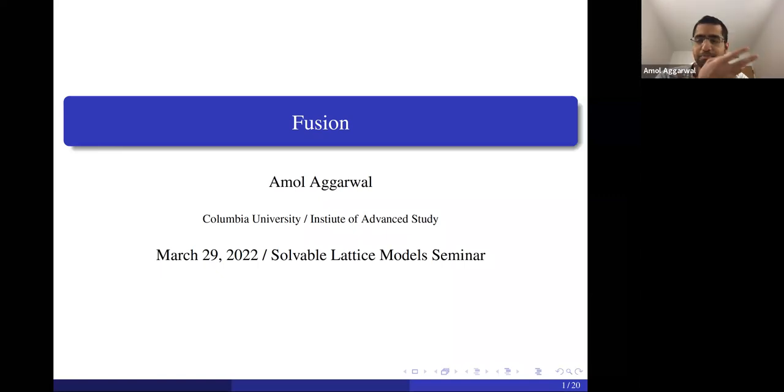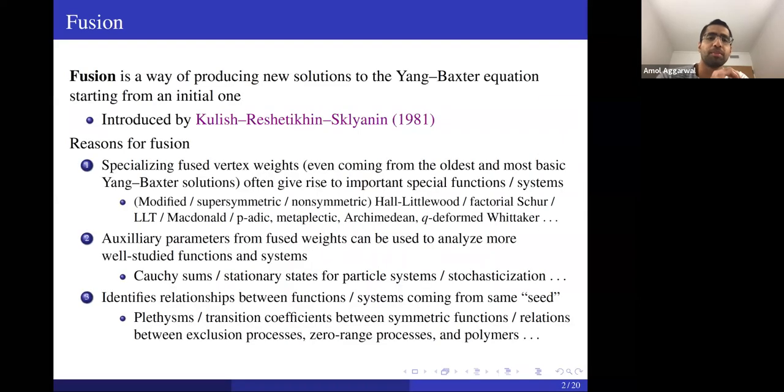This is going to be, by and large, an expository talk on the notion of fusion, which is a 40-year-old concept. So if you were looking for the most recent advances, I'm not going to describe them to such a great extent. So let me just get started.